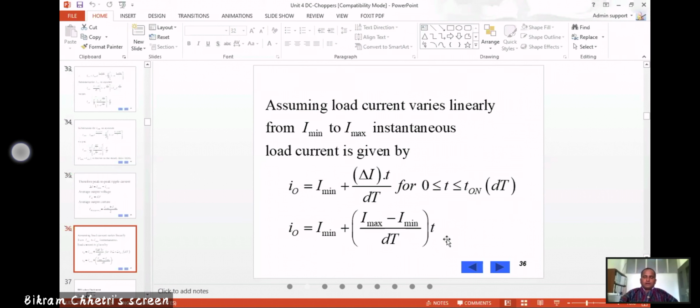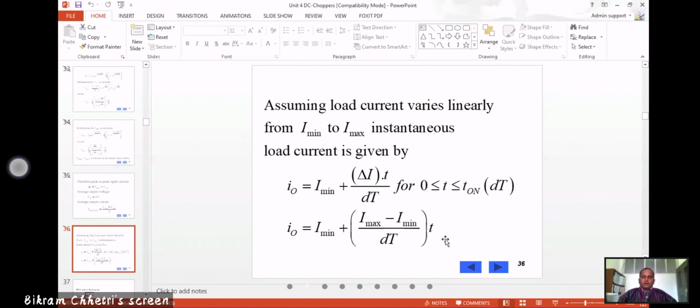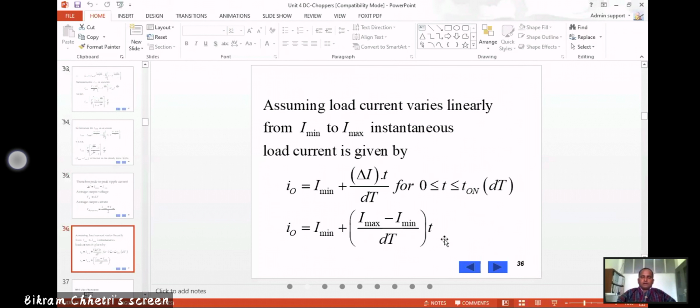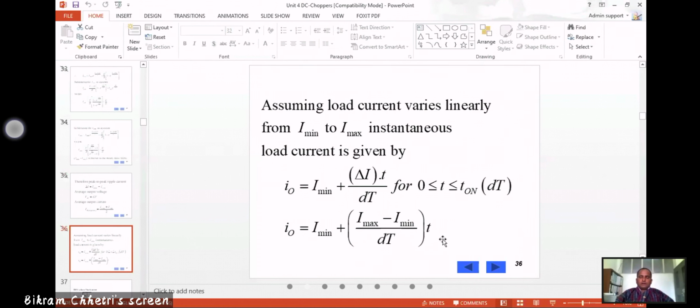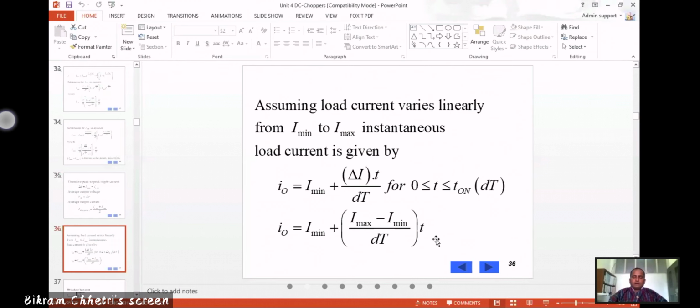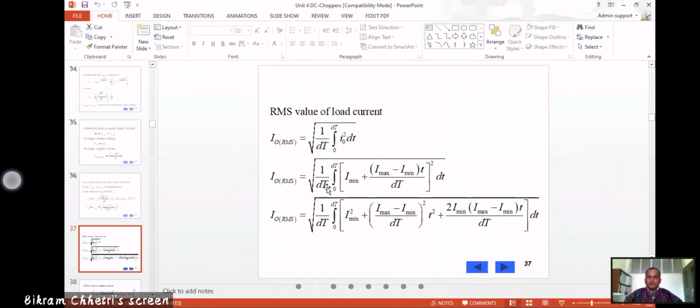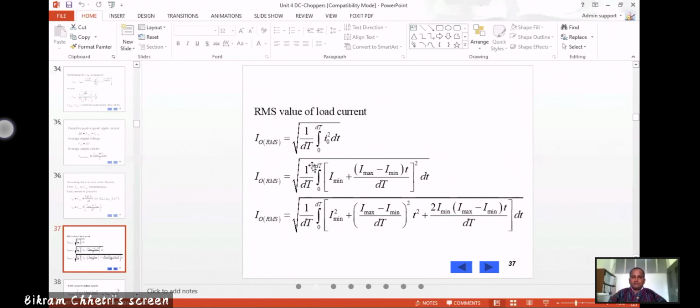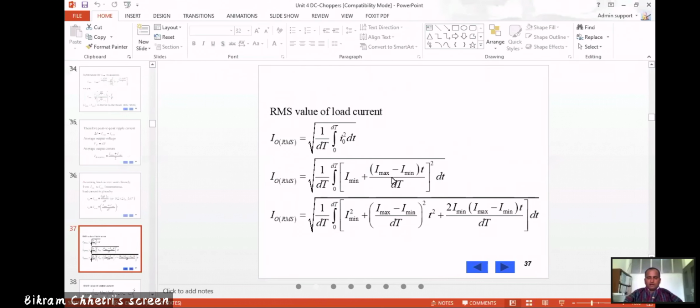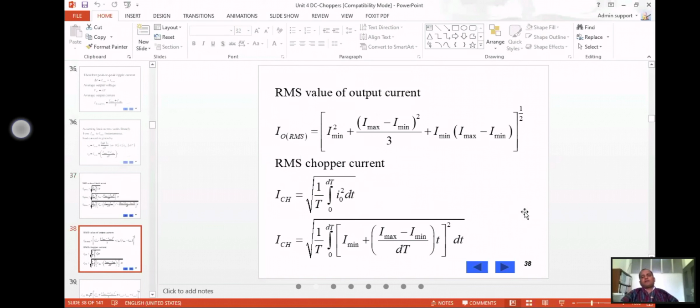So I naught will be I min plus I max minus I min into t by DT, where DT is the time period. Similarly, to find out the RMS value, we replace in I naught square, and you get the integration from 0 to DT. Okay, the limit is from 0 to DT. Then if you solve this, you will get this equation, and the RMS value of the output current is this.